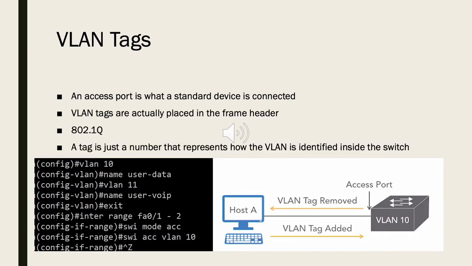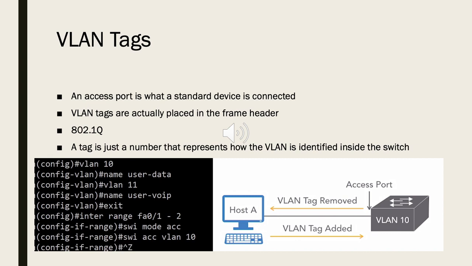An access port is what a standard device is connected to, something like a PC, printer, or router; in a sense, an end device. The access designation tells the switch to strip the VLAN tag off a packet as it leaves this port and to place it back on as it enters.